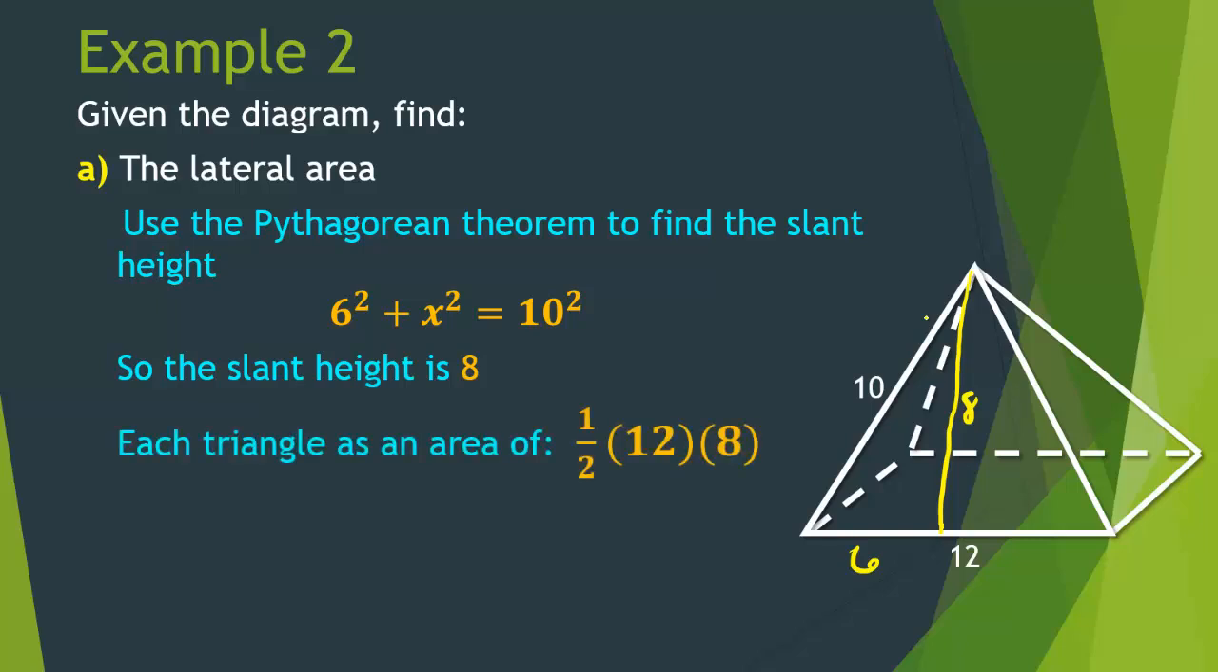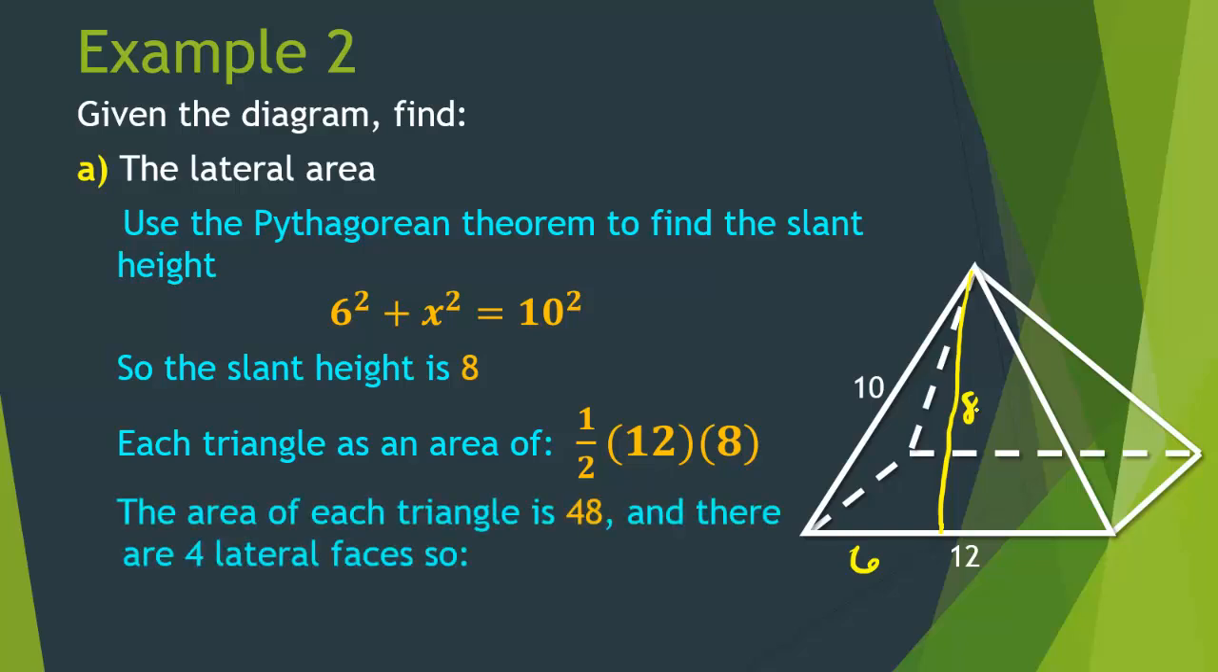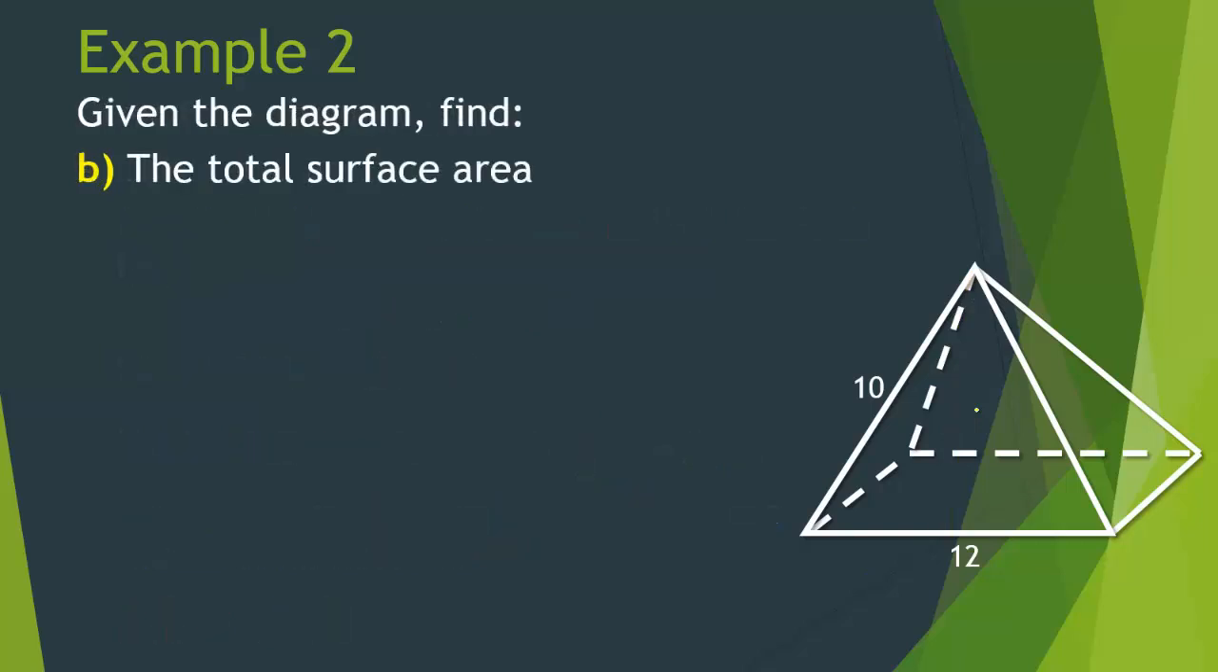So each triangle has an area of half of the base, which is 12, times the height, which is 8. And we have 4 triangles. So the area of each triangle is 48, and there's 4 lateral faces. So our lateral area is 192. That answers the first part. Next, we need to find the total surface area.